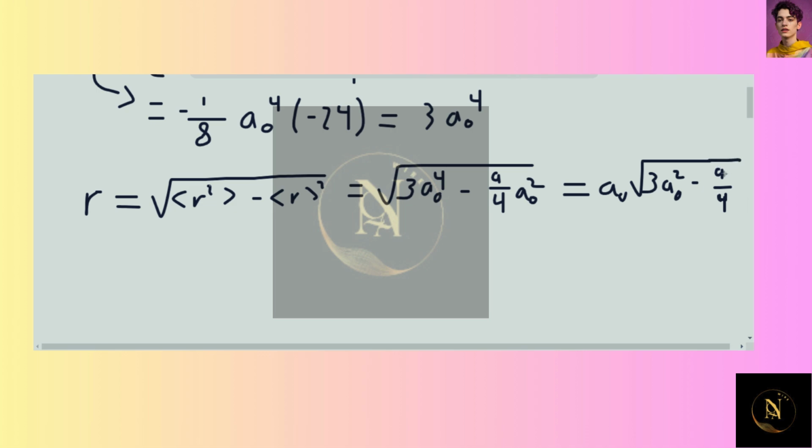So 3 minus 9/4 is the expression. So we can go ahead and box that: a naught times the square root of 3 minus 9/4.